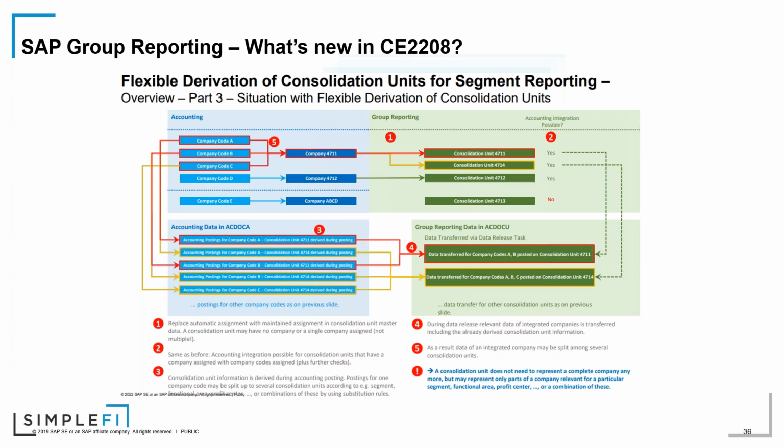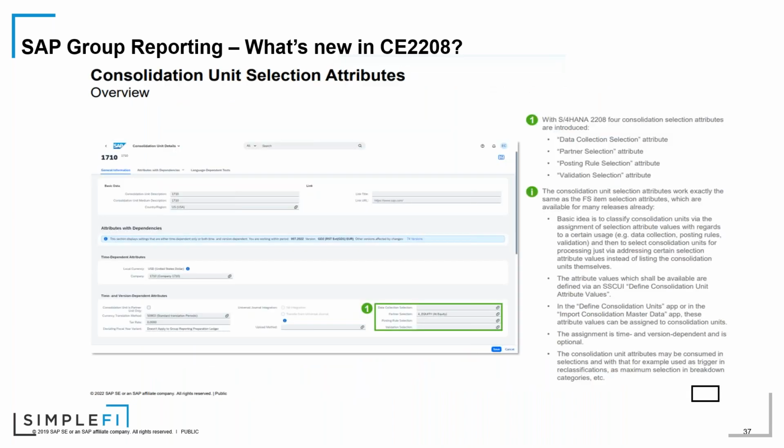Some of the other things that are new in the release, again, I mentioned this flexible derivation of consolidation units for segment reporting. So basically giving you the ability to, a consolidation unit no longer has to be an entire company code. It can be broken down by segment, functional area, profit center, or any combination of those.